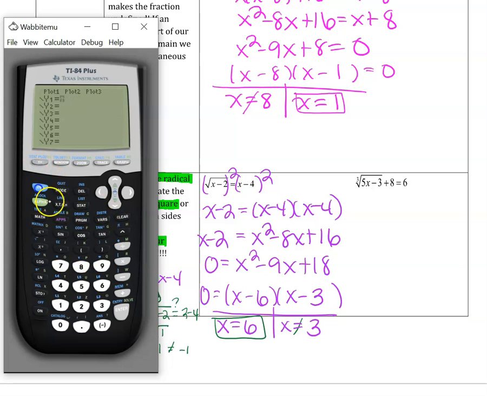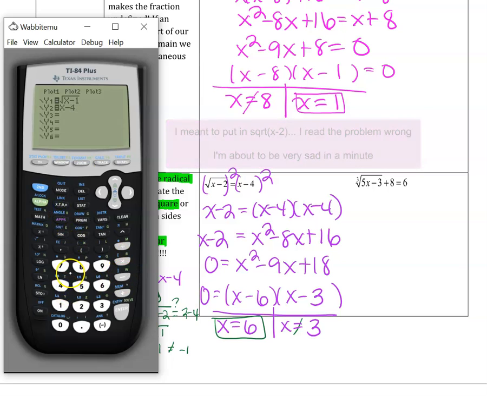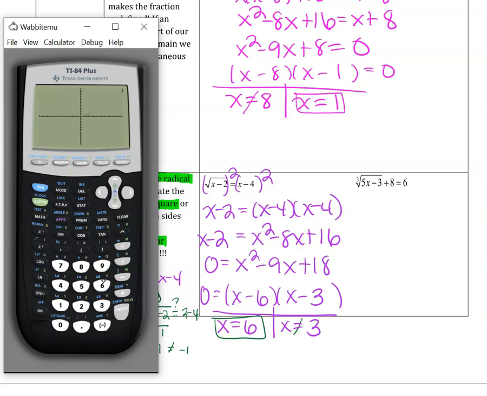So for y1, I'm going to plug in the square root of x minus 1. For y2, I'm going to plug in x minus 4. And then I'm going to do a zoom 6 just to reset my window. Zoom 6 is your quick fix. There's your square root function. Here comes x minus 4. So this is a nice quick way of me verifying that the 3 rejected because you're not seeing the intersection at x equals 3. The intersection is at x equals 4. And you can even verify that in your table of values.